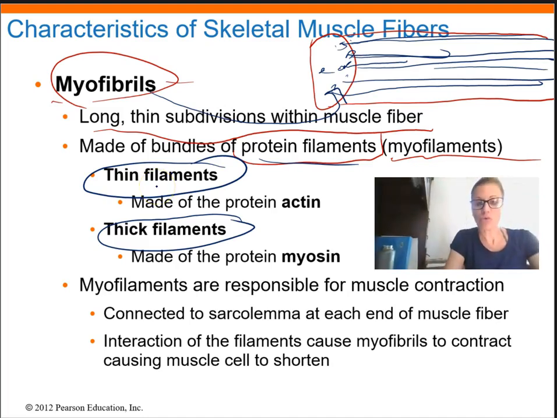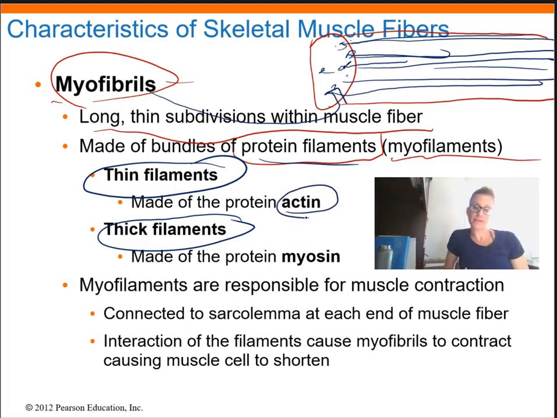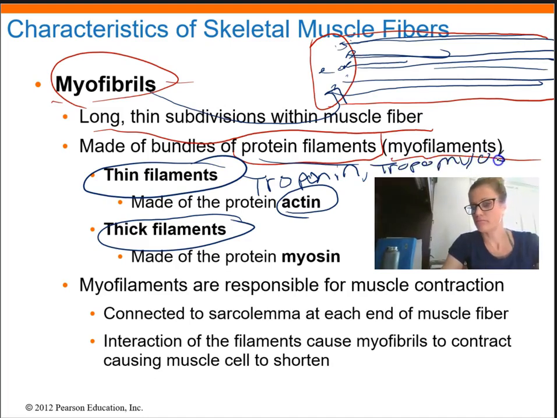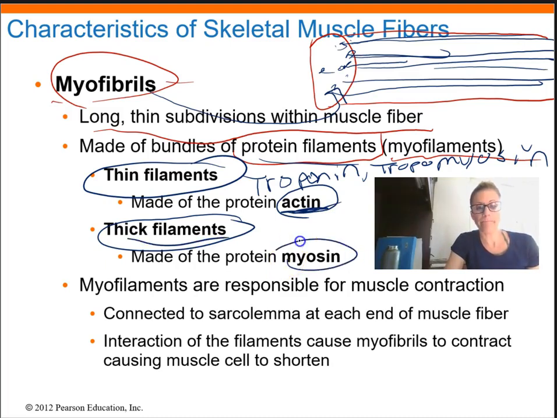Thin filaments are made mostly of a protein called actin. Mostly actin. There are a couple other kinds of protein that are present in the thin filaments. There's also something called troponin. And then there's something called tropomyosin. But the majority of the thin filament is made out of actin. The thick filament is made mostly out of a protein, myosin.